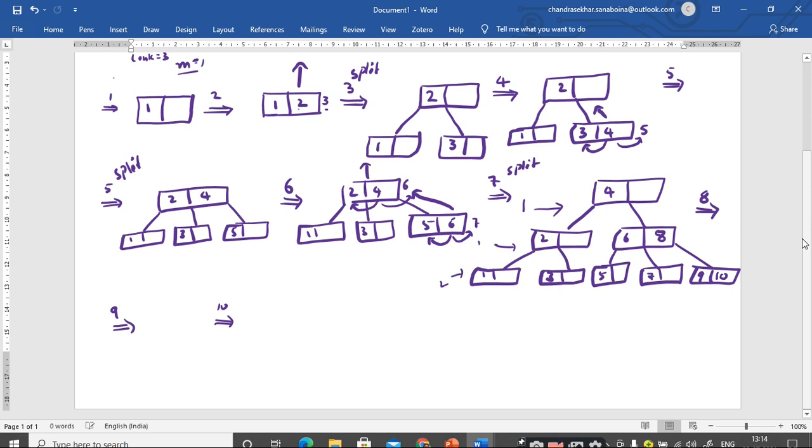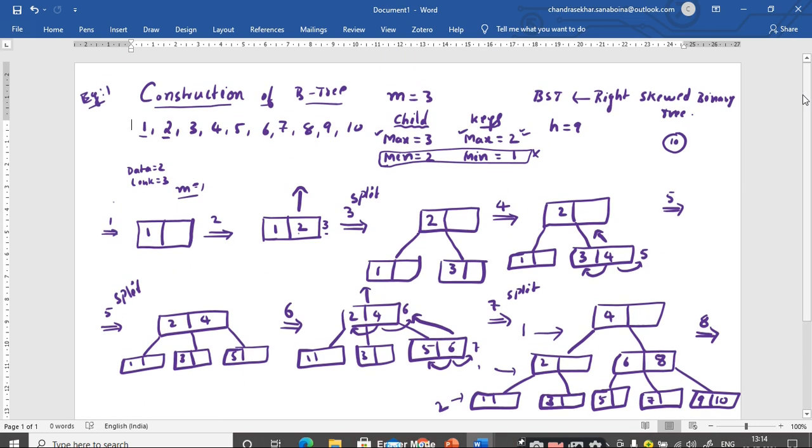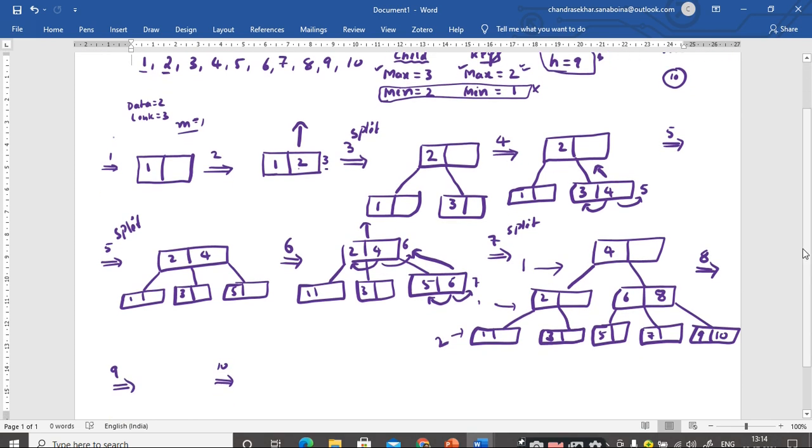So if you construct the same 10 elements in ascending order as a binary search tree, what height are we getting here? 9, sir. 9. But if you take the same elements and construct a B tree, the height we get is 2, right? So it is keeping the height as low as possible. Is it true or not? Yes, sir. So this is how we construct a B tree using a list of elements.